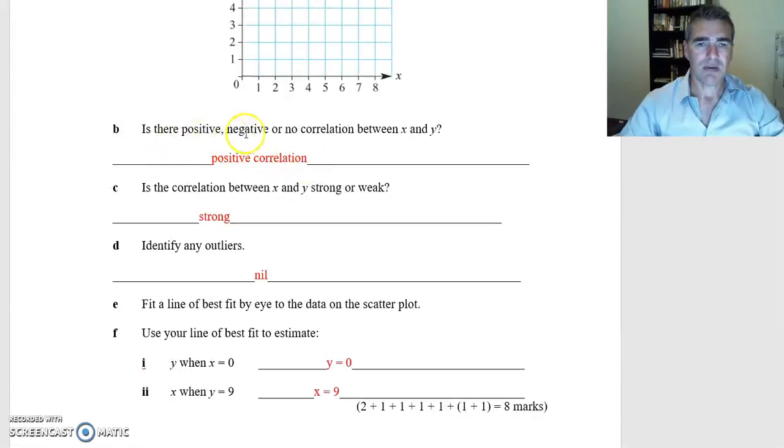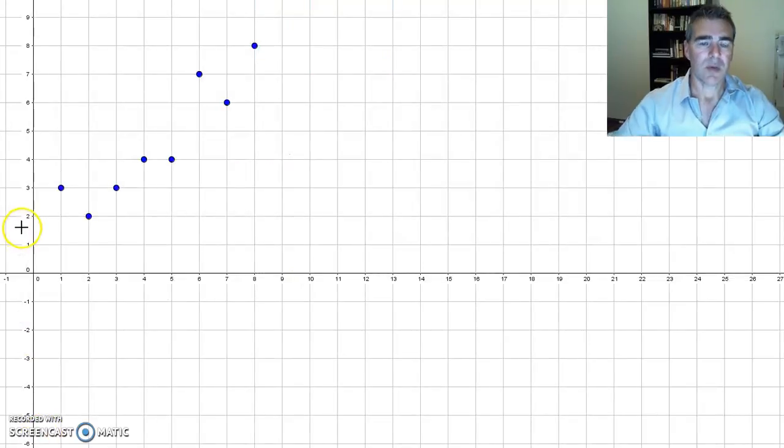And so is there a positive, negative, or no correlation between X and Y? Well, because they seem to be increasing in a straight line going up, we have a positive correlation. They are fairly close to a straight line, so we're going to say that they've got a strong correlation, and there doesn't seem to be any points that are well away from the others. So outliers is nil.